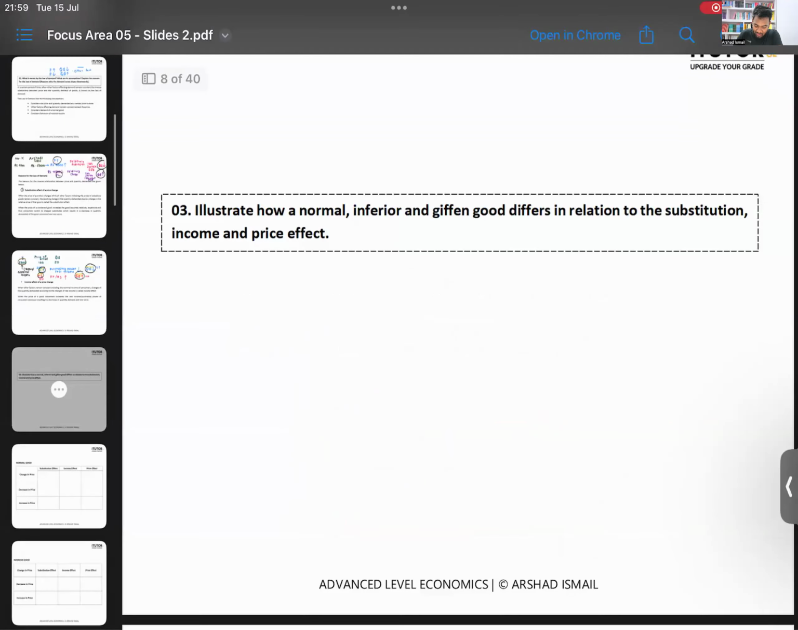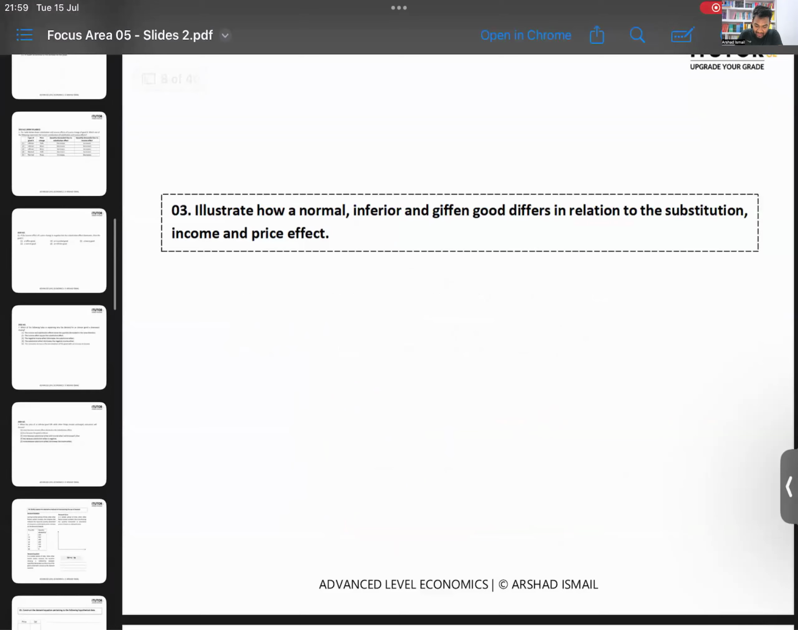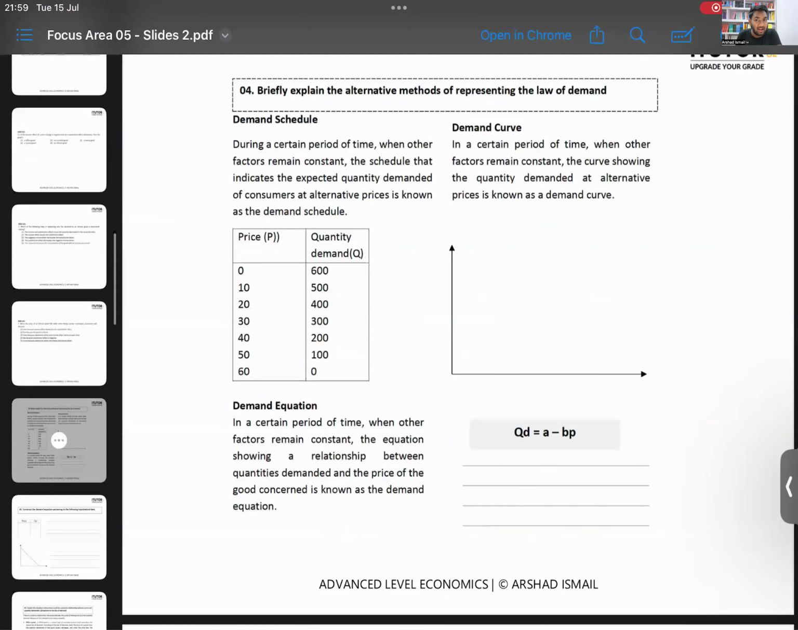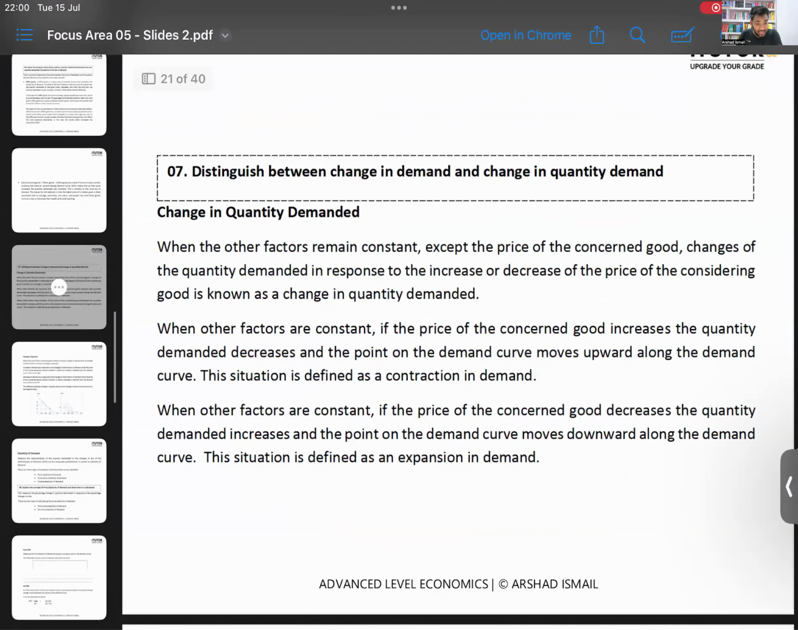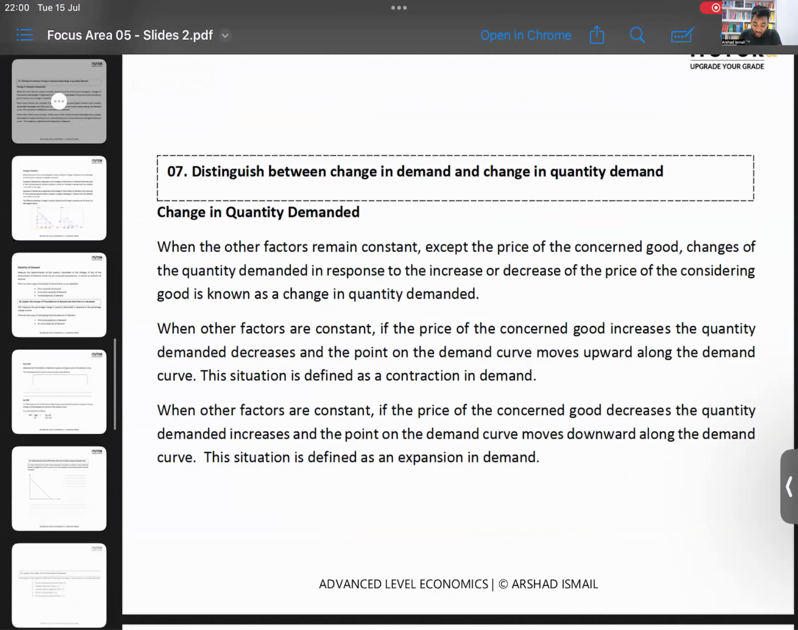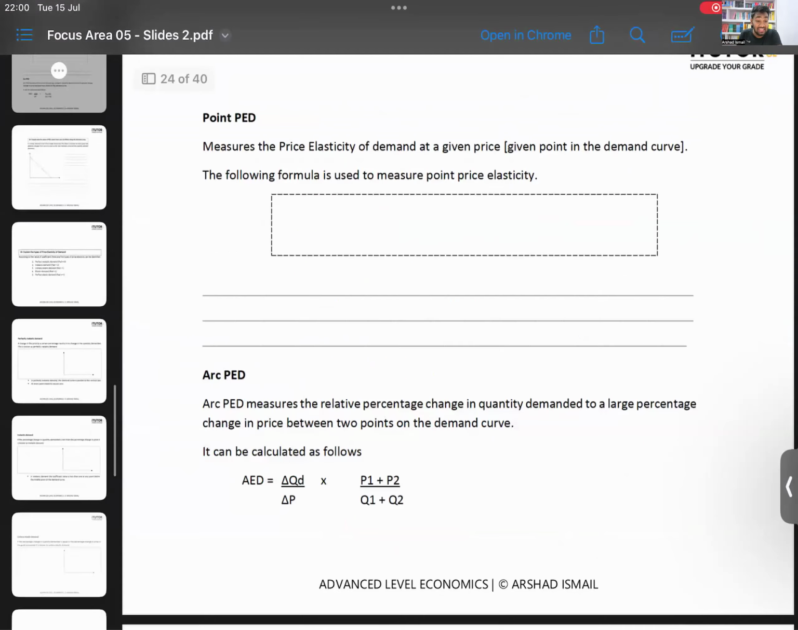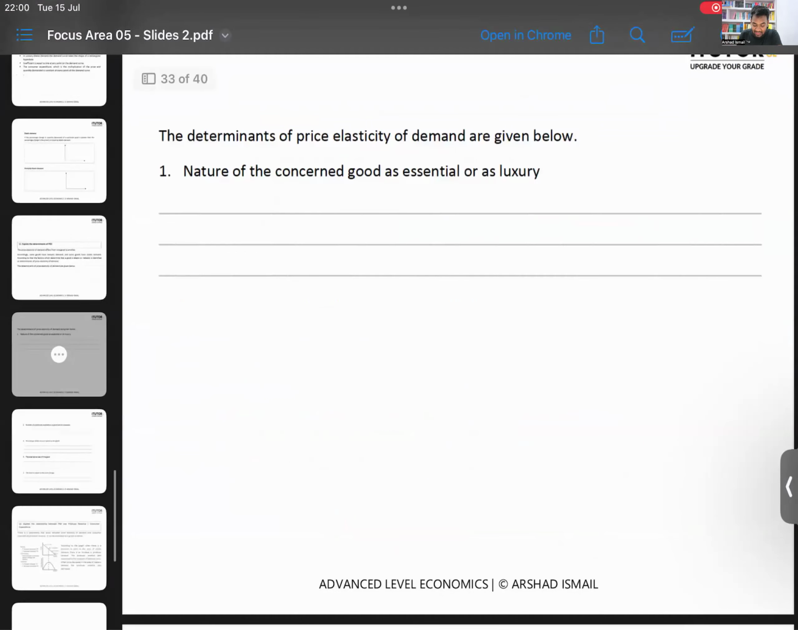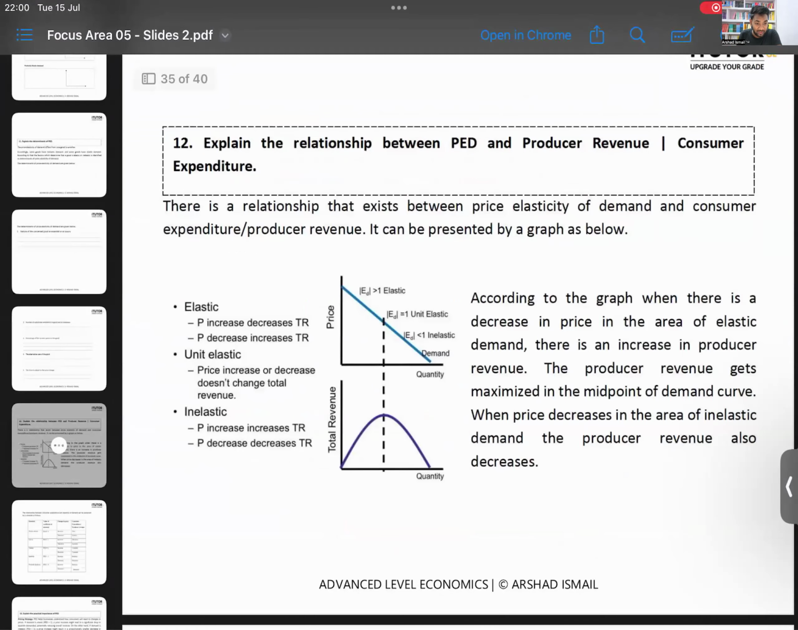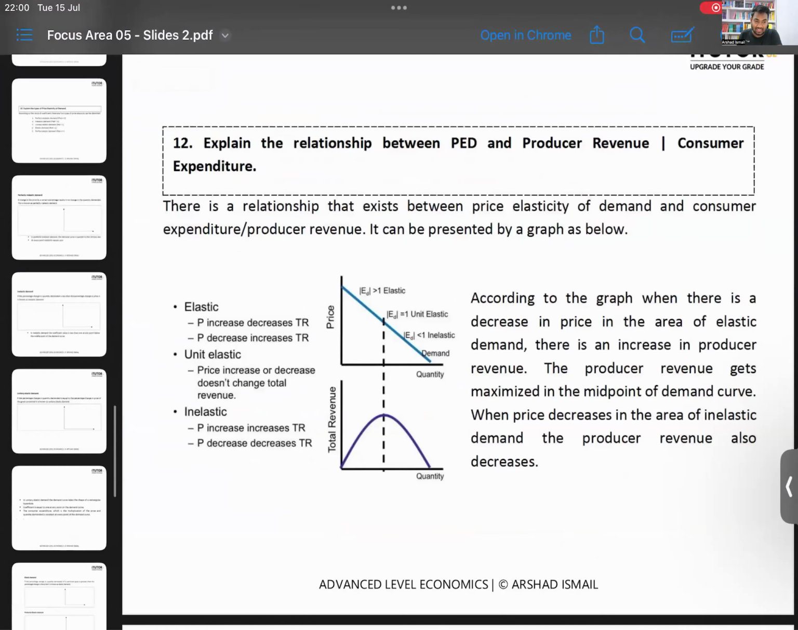I have talked about the demand curve, demand schedule. Some of you all know this, right? So this is just a recap. I need to recap the demand curve, demand schedule. I need to talk about change in quantity demanded, change in demand. Then I talk about elasticity, right? PED, that part. Then you have the types of PED, PED and total revenue. So there is all of that part that I have to teach you.